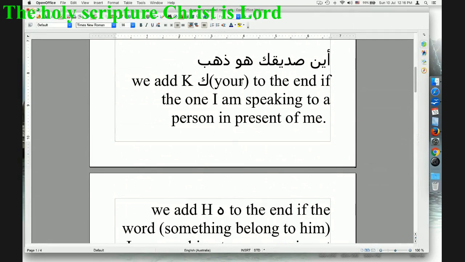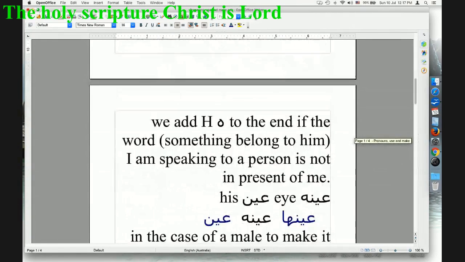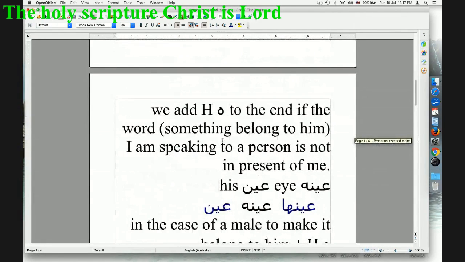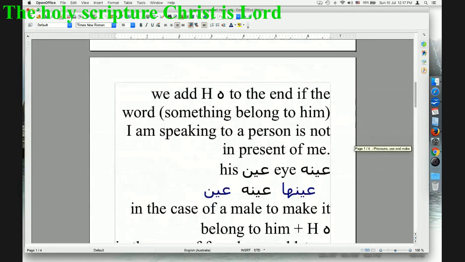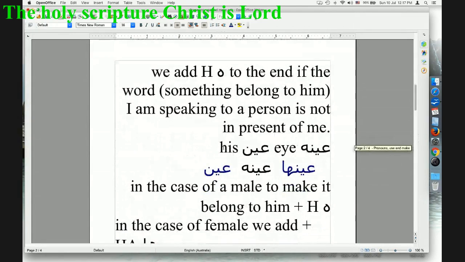So as we say yours, it's yours. So I say your car, your house, your wife, your bag, your computer, your pen, etc. So I just add the letter ka at the end of it because I'm presenting something that is yours. If I'm going to present something that is his, then I will use the ha. I think now it's clear, right?